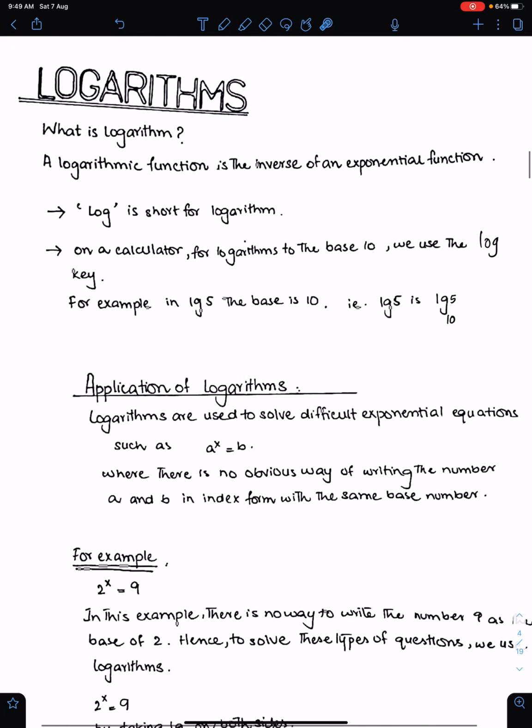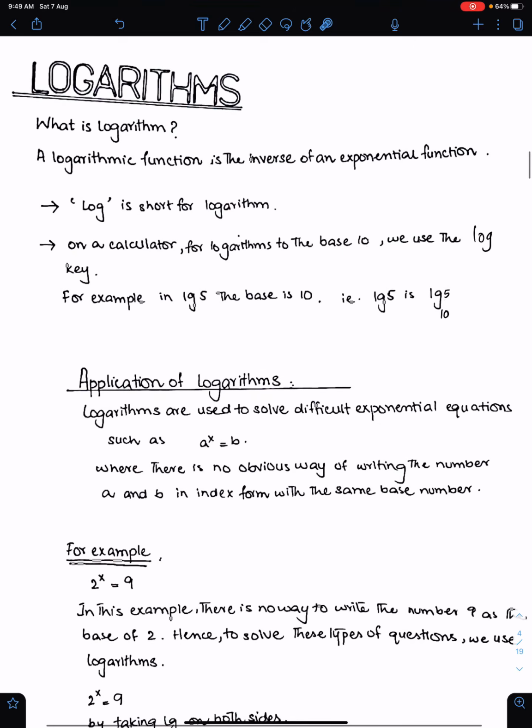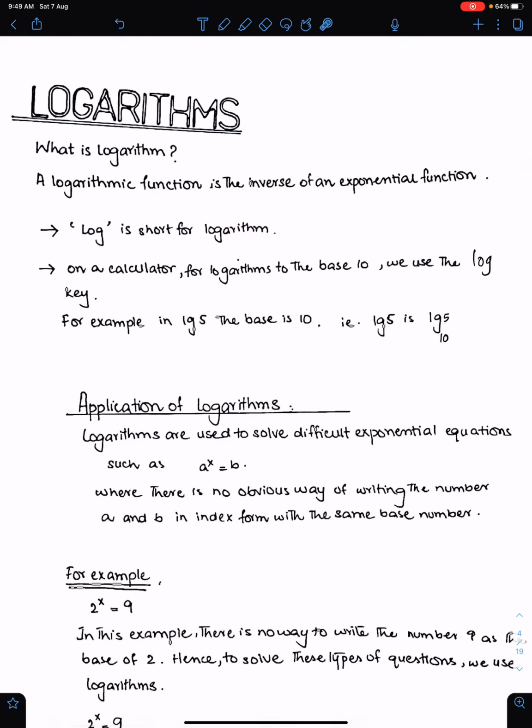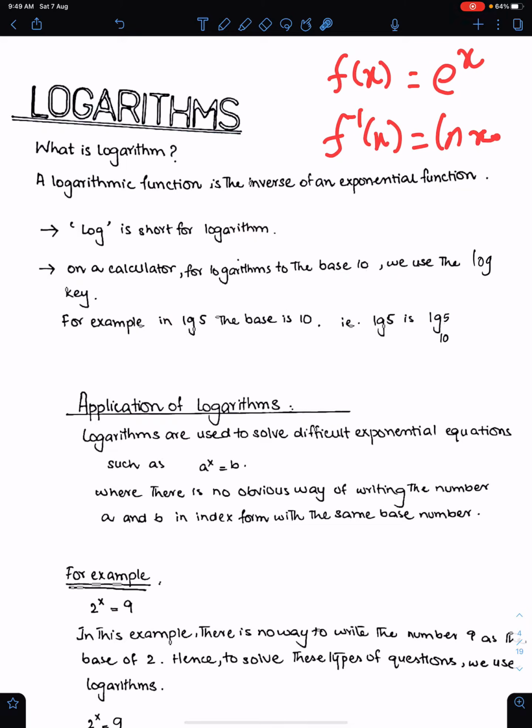Logarithms. What is a logarithm? A logarithmic function is the inverse of an exponential function. For example, if you find the f inverse of this function, then you will get ln x. Therefore, a logarithmic function is the inverse of an exponential function.